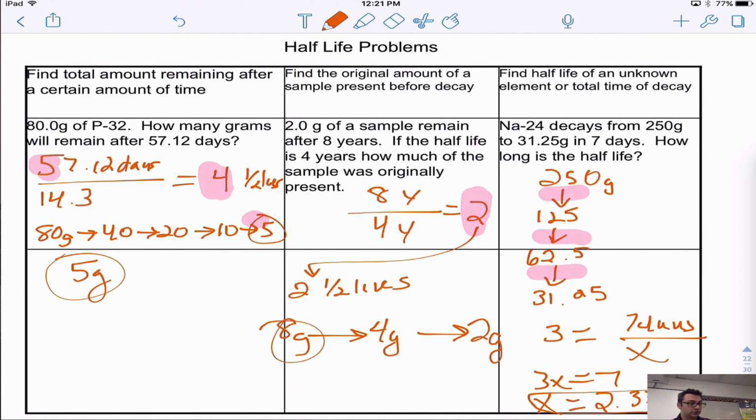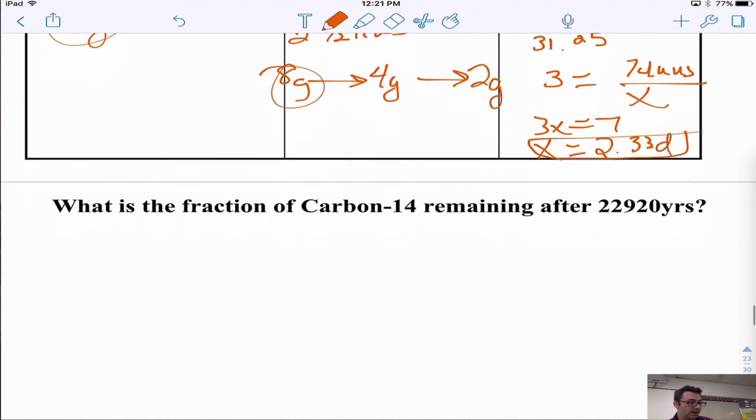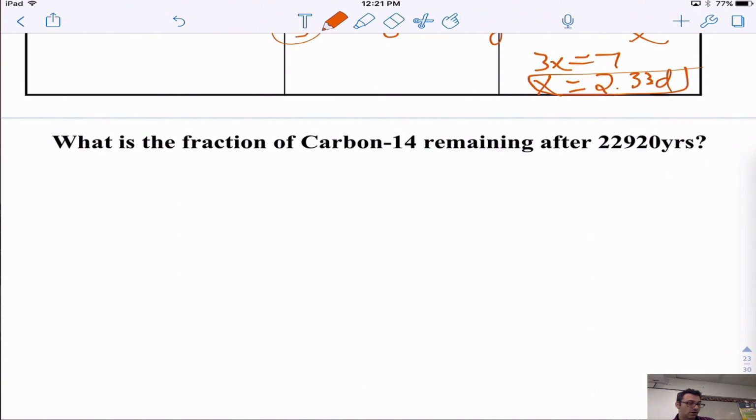So what I want you to do is try one on your own. Here's a half-life problem down here. What fraction of carbon-14 remains after 22,920 years? Don't forget where you can look up the half-life in Table N.